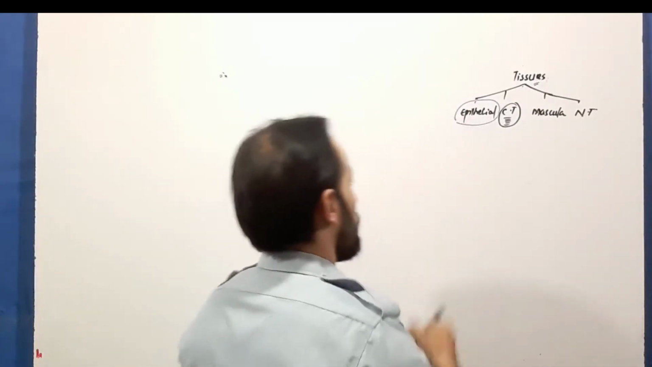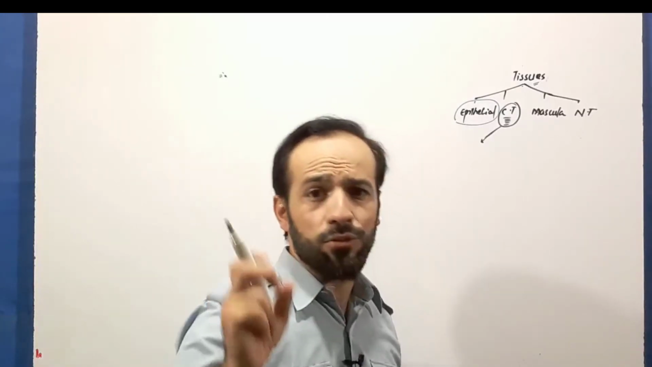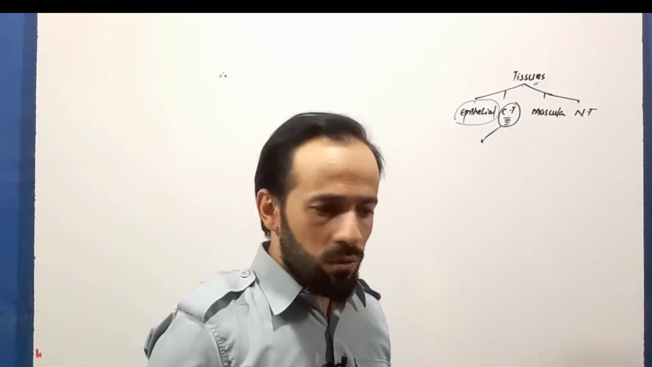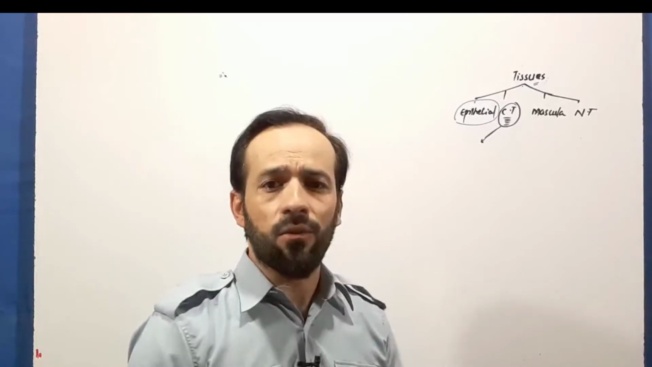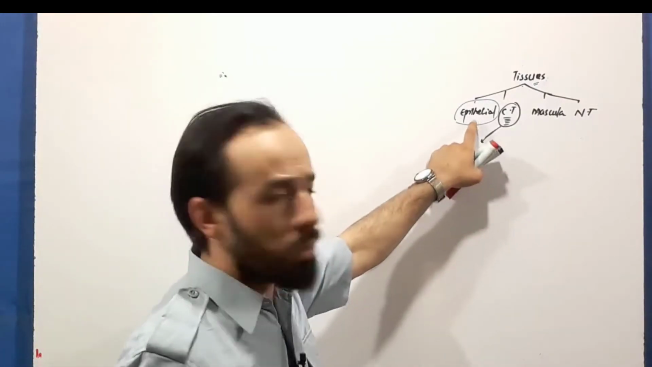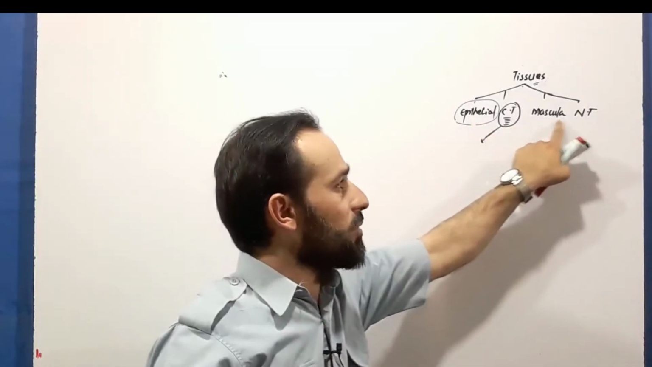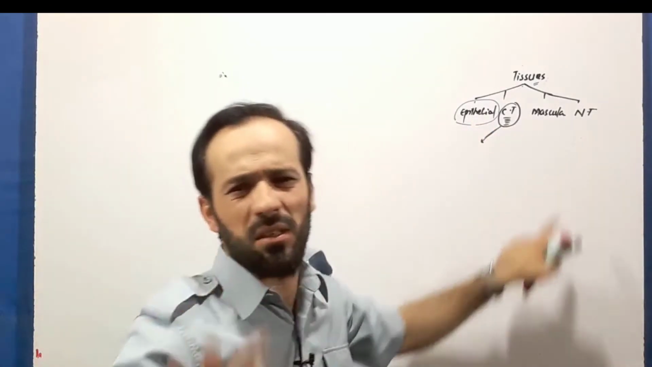Connective tissue is not a very small tissue in our body, right? We can say that all over our body there is connective tissue. Everywhere there is epithelial tissue there must be connective tissue. Everywhere there is muscular and nervous tissue there must be connective tissue.